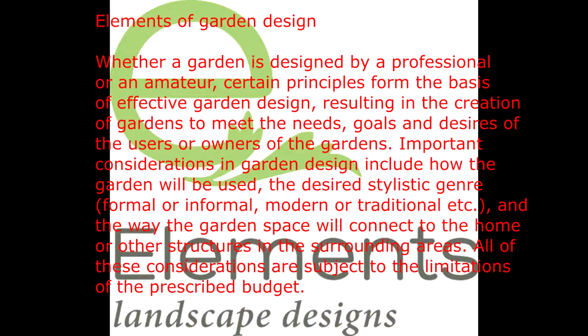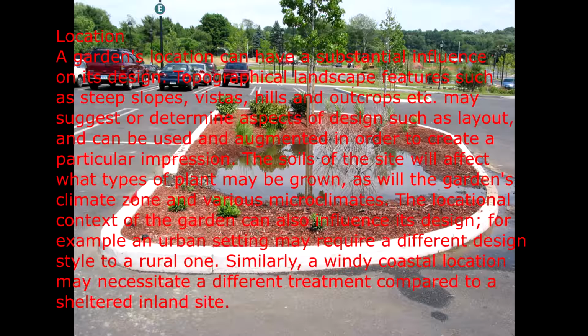Here are the elements used for garden design. Number 1. Location: A garden's location can have a substantial influence on its design. Topographical landscape features such as steep slopes, vistas, hills and outcrops etc. may suggest or determine aspects of design such as layout, and can be used and augmented in order to create a particular impression.